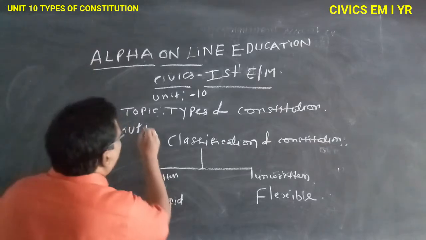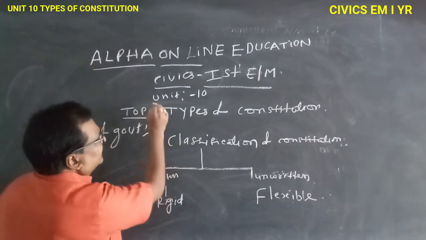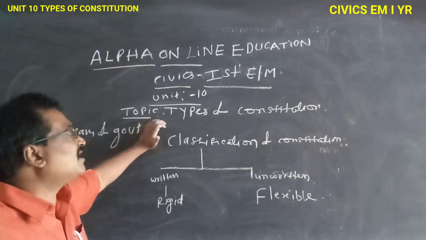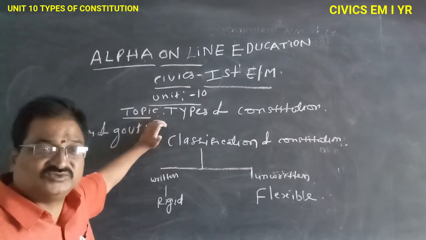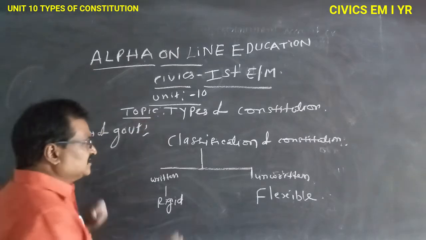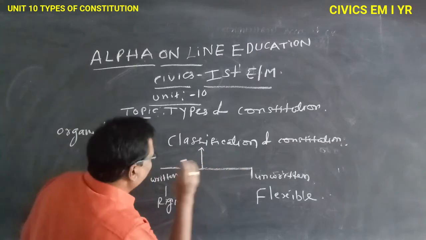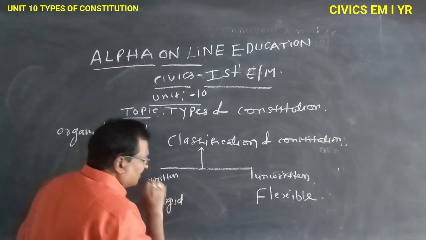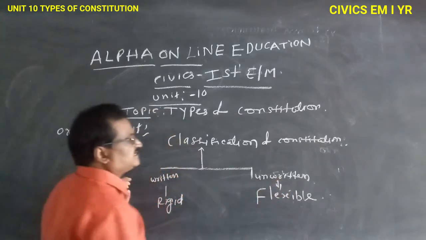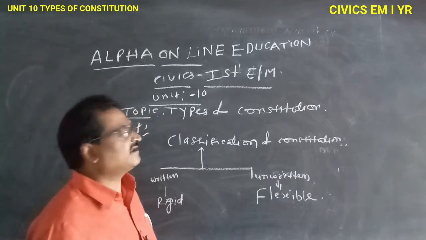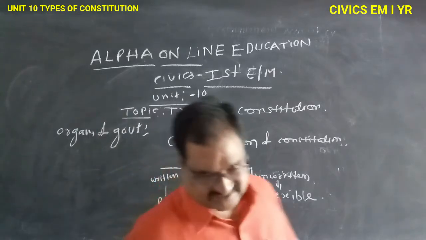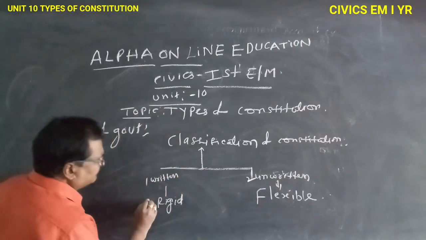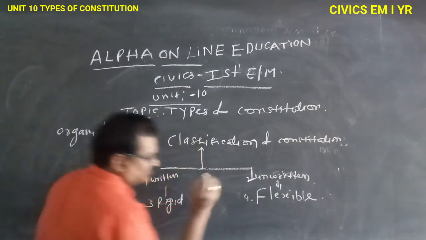Here, the name of the topic is types of Constitution, in Unit 10, the lesson on the Constitution. This is the classification of Constitutions: one is written and another is unwritten, and then rigid and flexible. How many types of Constitution are there? Four types. Type 1 is written, type 2 is unwritten, type 3 is rigid, and type 4 is flexible.